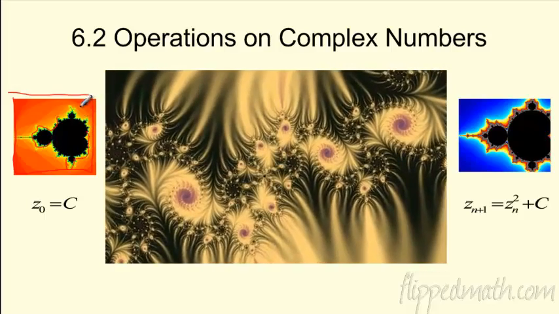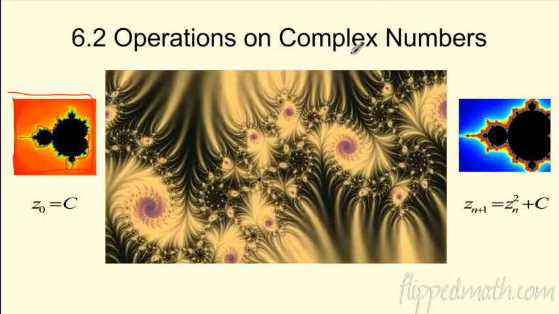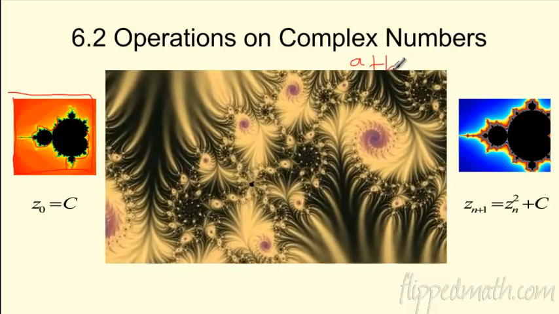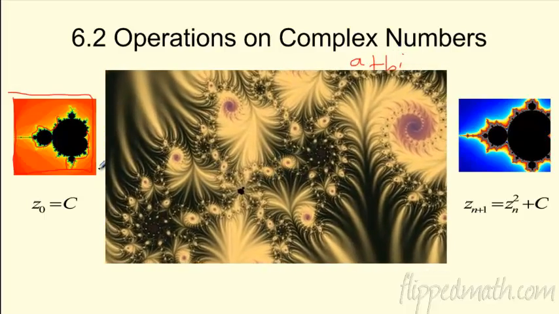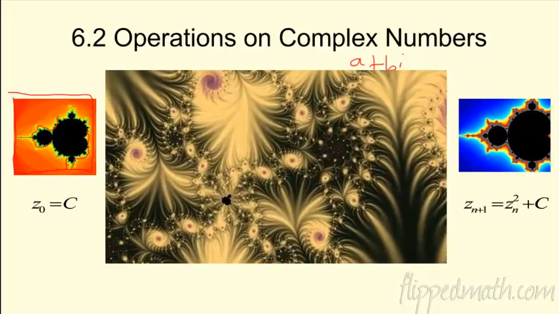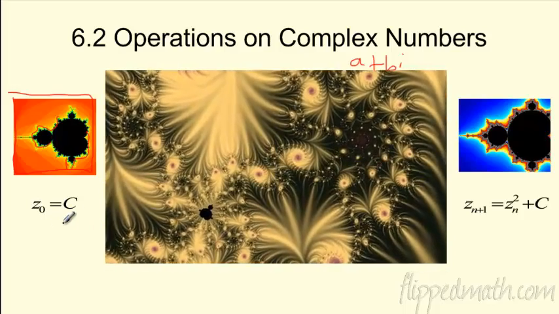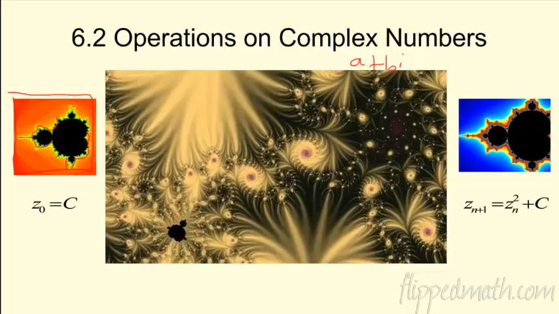Pretty cool idea there. How does that come about? It comes about from complex numbers. Remember a plus bi from the last section? You can use that to make these cool different fractals, but we have to know operations. We have to know how to add, subtract, multiply, and divide with them.